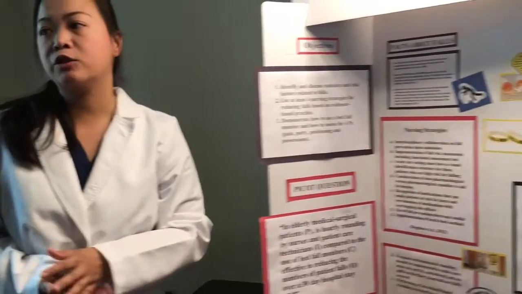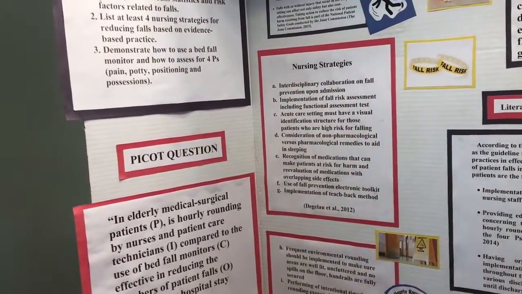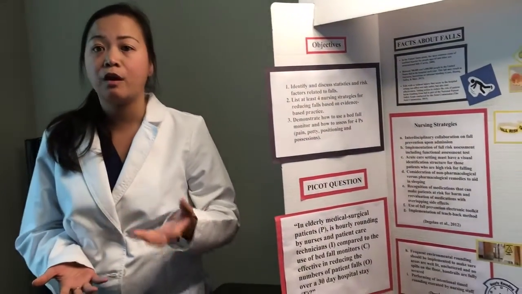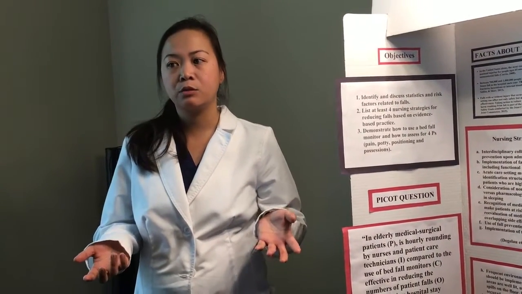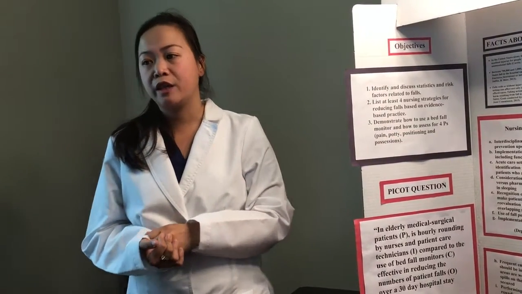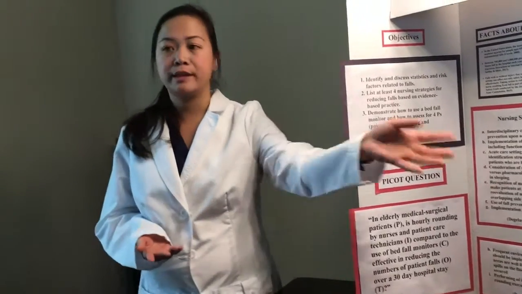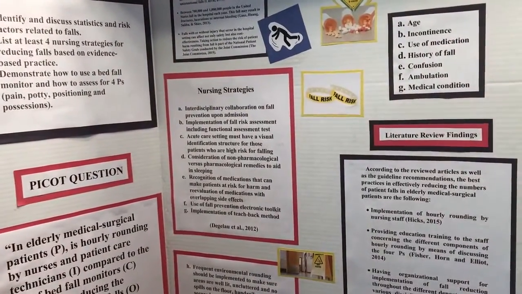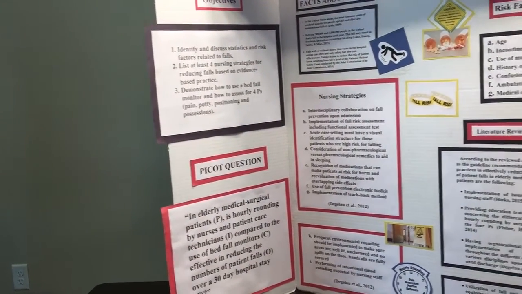Now let's talk about nursing strategies that can be used to reduce falls based on evidence-based practice. One is collaboration of the interdisciplinary team regarding fall prevention upon admission, use of fall risk assessment tools such as functional assessment tests, and use of visual identification for those patients who are considered high risk for falls, like an armband with the sign of fall risk. My facility uses armbands like that, and we also have a sign called Walk Fly. It's a drawing of an eye, and we place it on the patient's door.